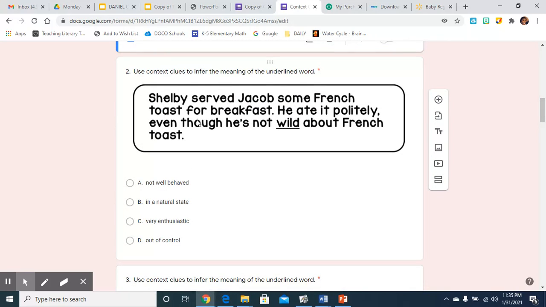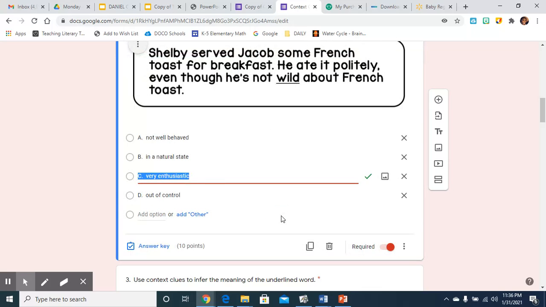Shelby served Jacob some French toast for breakfast. He ate it politely, even though he's not wild about French toast. Not well behaved, in a natural state, very enthusiastic, or out of control. If you are not wild about something, that means you are not very enthusiastic about something.